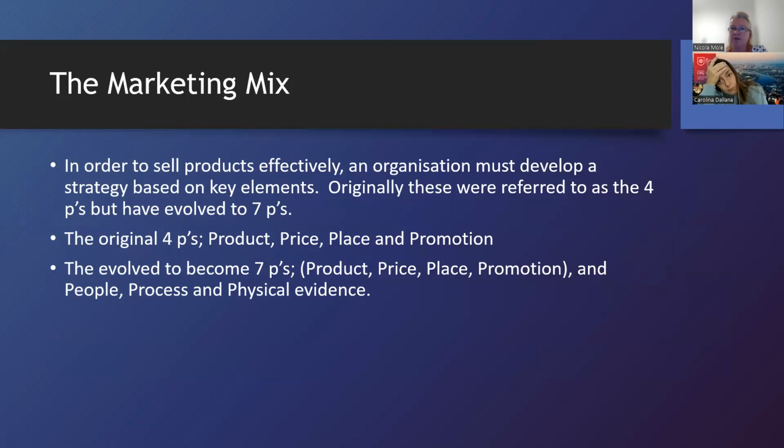So in the past, we only had the 4 Ps of marketing, but this has evolved to the 7 Ps. P because each item starts with the letter P, all right? So we used to only talk about the product, the price, the place, and the promotion. That has now been added to, and we talk about people, process, and physical evidence. Let's take a bit more of a look at this.